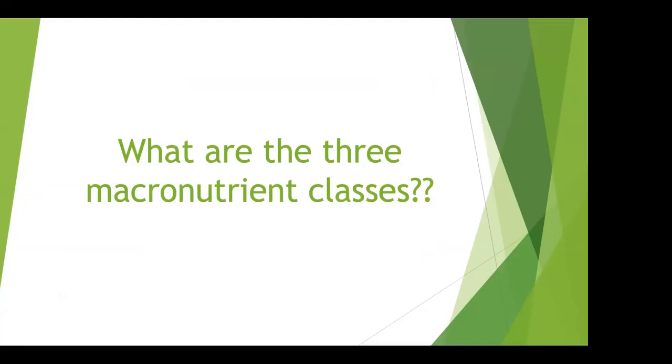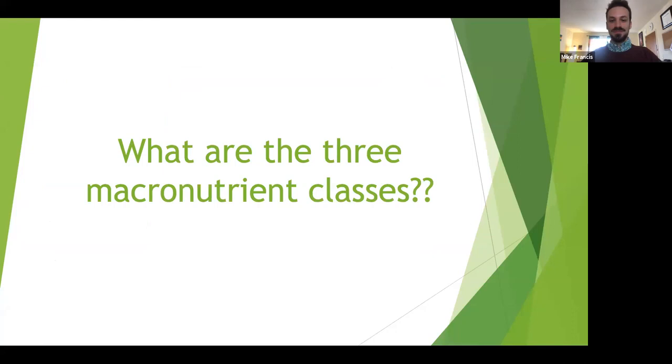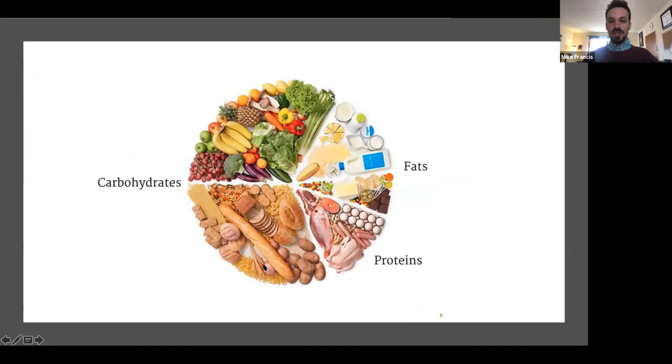What are the three macronutrient classes? Are the other two fats and proteins? Excellent. So carbs, fats, and proteins. That's the basic framework to think about nutrition. So we're going to go a little bit deeper into those three classes: carbohydrates, fats, and proteins. Let's first talk about carbohydrates.